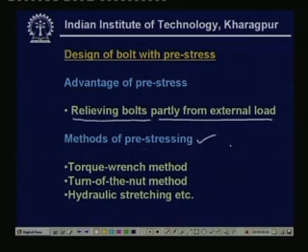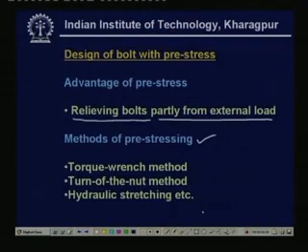When we want to pre-stress, there are a few methods. One very well justified method is the torque wrench method, where we use a torque wrench which gives a measured value of torque. The turn of the nut method is where we first tighten the nut by hand, that is, it is hand tightened, and then we give a few turns by means of a wrench. How much turn is to be given is calibrated, but the calibration technique is quite complicated and we are not going to discuss it here.